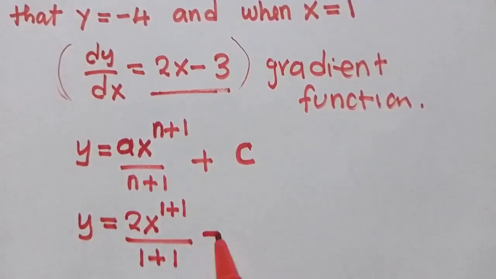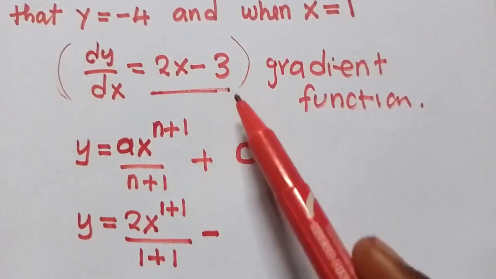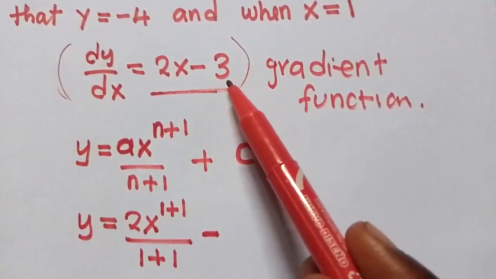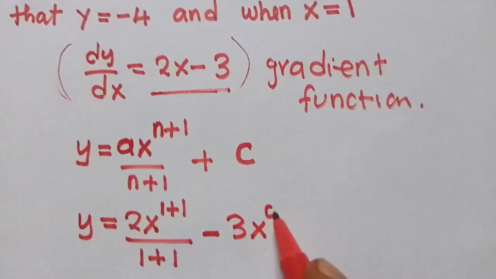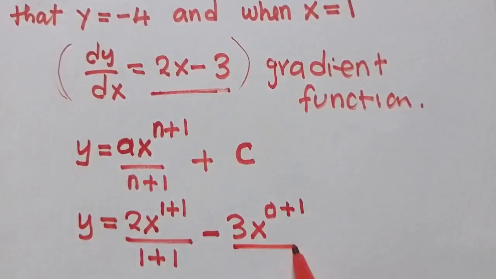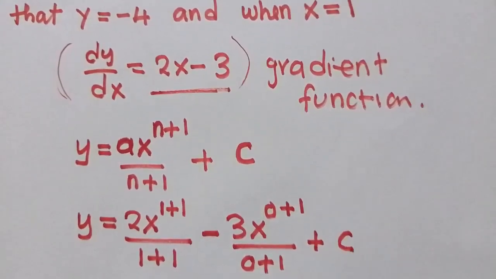Then you say minus, this one continues. Whenever you see a constant number, like the 3, it is just the same as 3x to the power 0, because any number raised to the power 0 is equal to 1. So we say plus 1, and down here we say 0 plus 1. The power comes down. Then I say plus c.